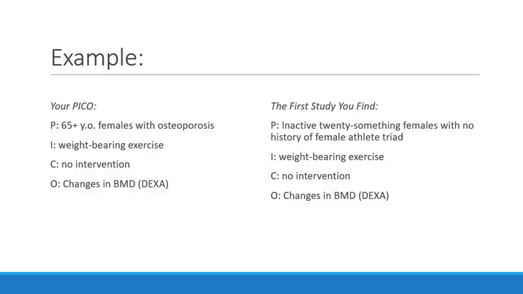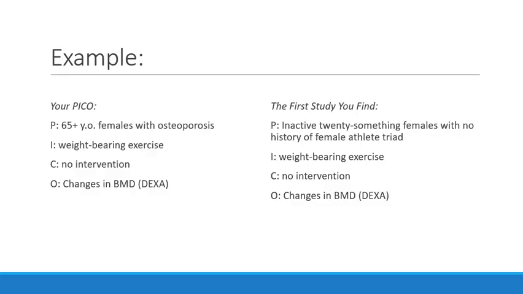And you've decided to make the C group, your comparison or your control, a true control with no intervention. And you dive into the literature, and the first study you find is inactive 20-something females with no history of female athlete triad. The I, I think we'll see in a moment here, is weight-bearing exercise. Again, no intervention for the C. And O, the changes in bone mineral density.